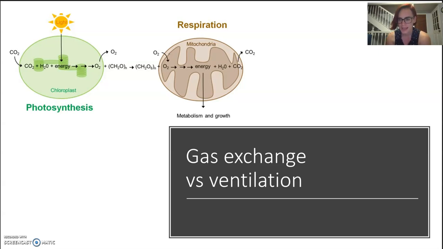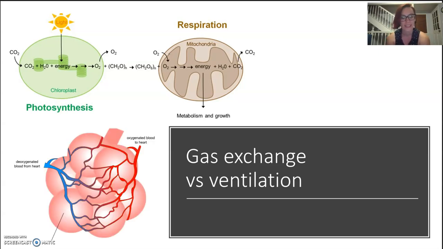So gas exchange actually happens during ventilation in tiny chambers inside our lungs called alveoli. This is where the carbon dioxide and the oxygen diffuse into the places that they are needed to be, and they diffuse with their concentration gradient, so it is passive.